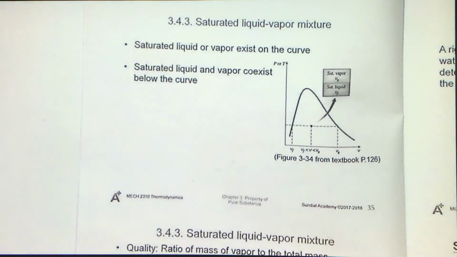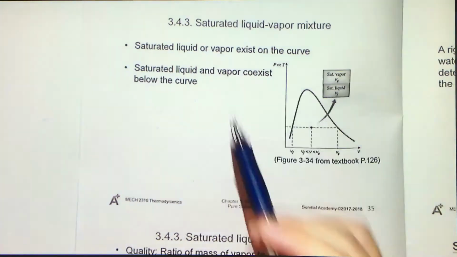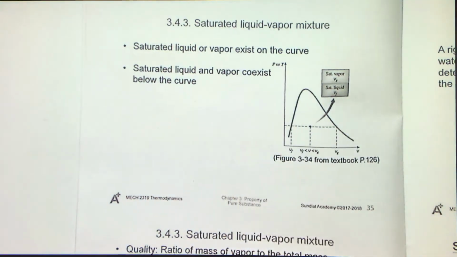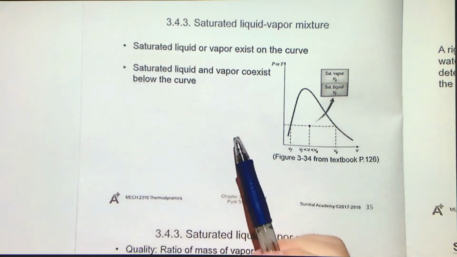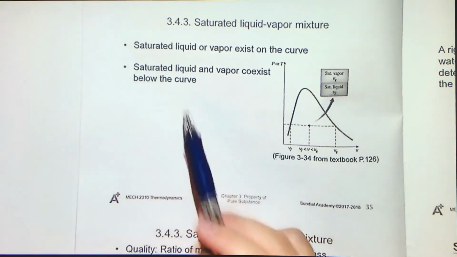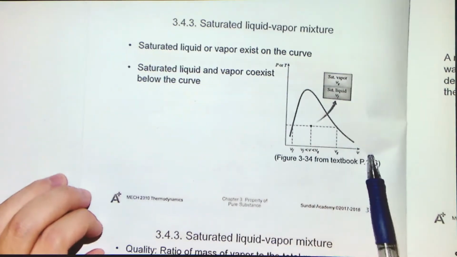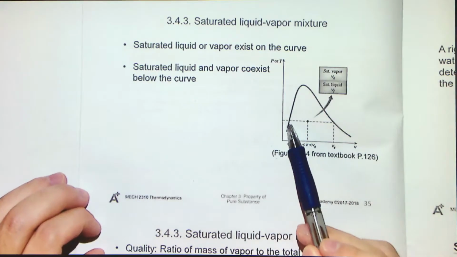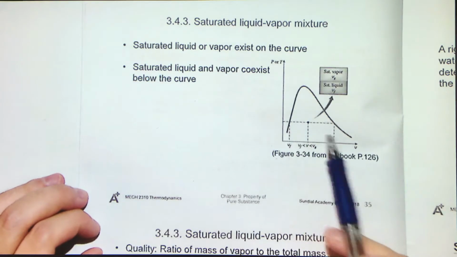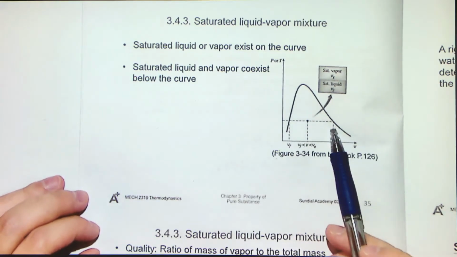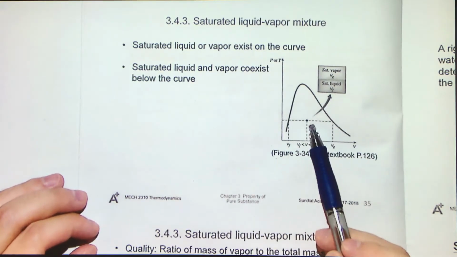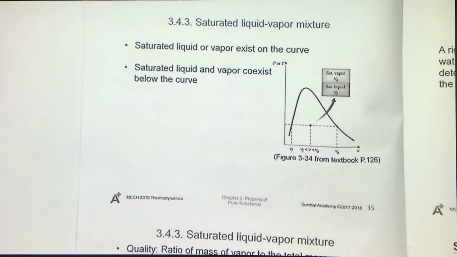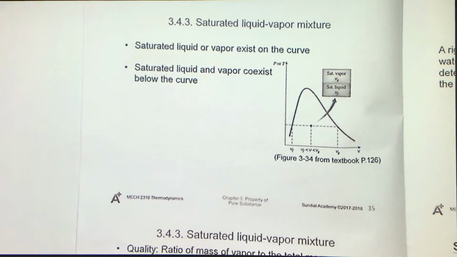For this saturated liquid vapor mixture, it refers to the case that saturated liquid and vapor exist on the curve. That means inside a container, there will be saturated liquid as well as saturated vapor, and they coexist below this curve. For example, I have a saturation dome. At this point, directly, we will have a saturated liquid. At the right-hand side, we will get a saturated vapor. But in between, inside this saturation dome, we will have a saturated liquid vapor mixture. And on the next slide, I will talk about some definitions.